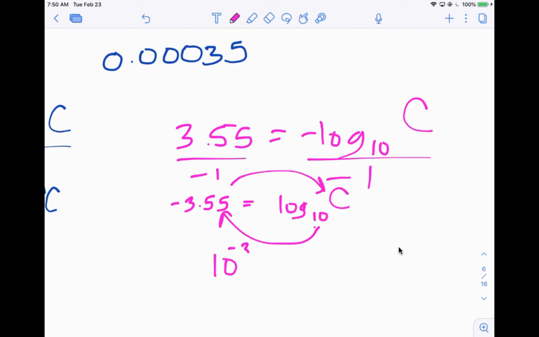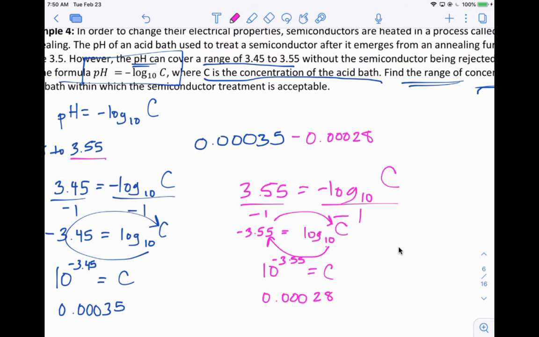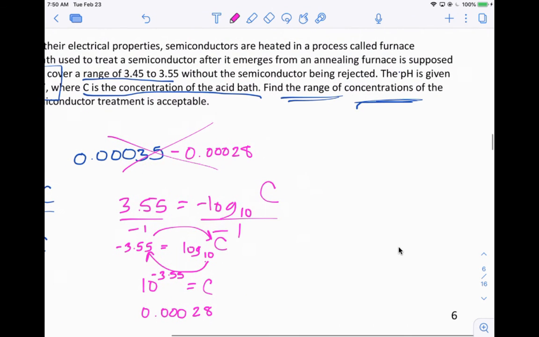So 10 to the negative 3.55 is equal to C, aka very similar. Again, we see lots of zeros, 0.00028183 and so on. So we'll just round it off to 0.00028. And that will be the high concentration. So now, obviously, one of these numbers is bigger. It looks like our range actually ends up inverting, so we don't want to write it that way. We are going to say from 0.00028, which would actually give us the higher pH, to 0.00035 as our final answer.